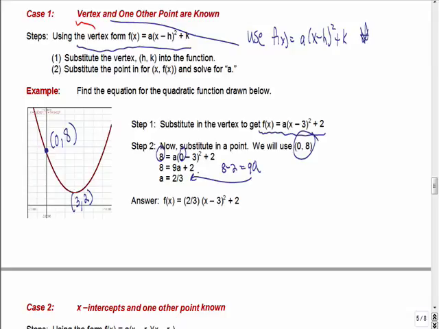And I just write the final answer. f(x) equals 2/3 multiplied by the quantity (x minus 3) squared plus 2.